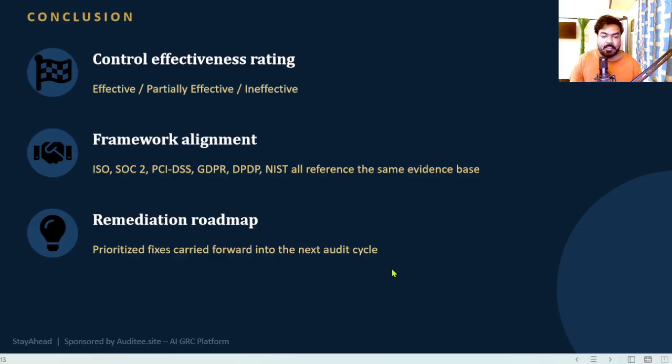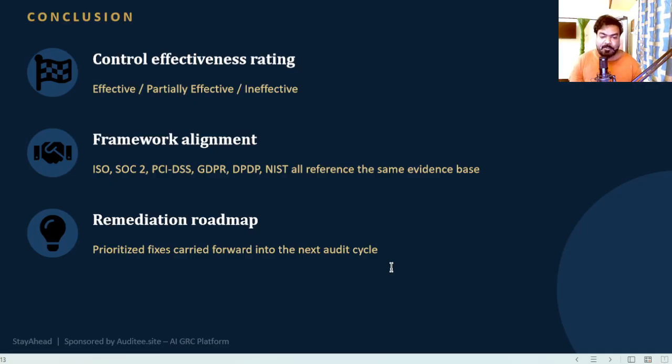Conclusion, bringing it all together. First, the control effectiveness rating: effective, partially effective, or ineffective. In our example, this control came out partially effective. Second, framework alignment. Because we mapped this one control at the very start, ISO, SOC 2, PCI DSS, GDPR, DPDP, and NIST all reference the exact same evidence base. So this single test supports every one of those audits.